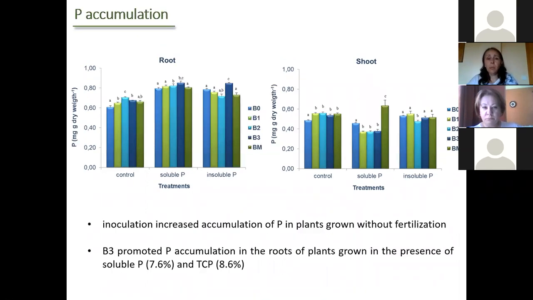In terms of P accumulation, we can say that the inoculation increased the accumulation of phosphorus in plant tissues, especially in those plants grown without any kind of fertilization. In the case of accumulation in the roots, we can only see results in the soils supplemented with soluble phosphate and tricalcium phosphate, only with the application of the inoculation of bacteria B3.